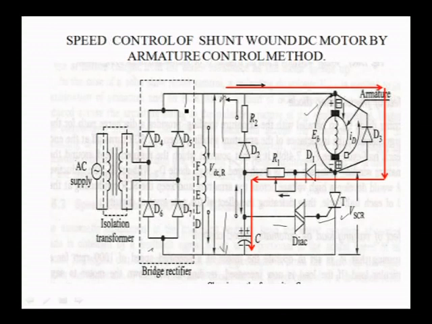This is the circuit I have marked in red. Let us see how the working takes place. During the positive half cycle, initially the capacitor is discharged. The pulsating voltage is applied across the armature. This is the path during the positive half cycle: across the armature, then the diode D1, R1 and the capacitor C.